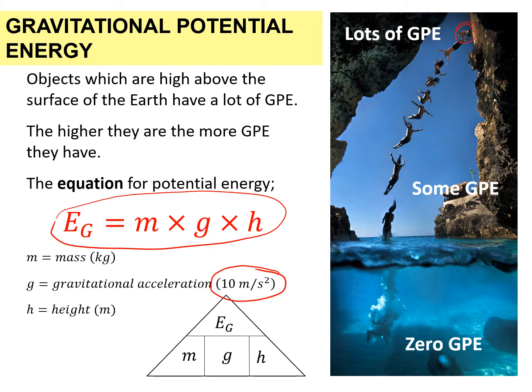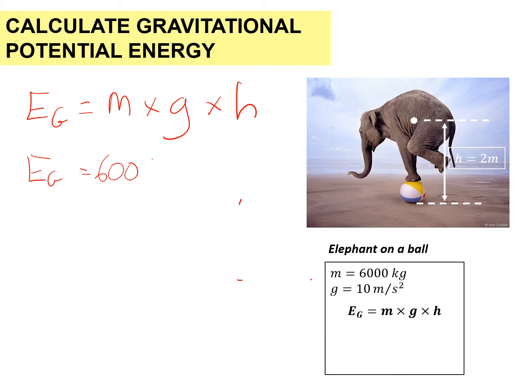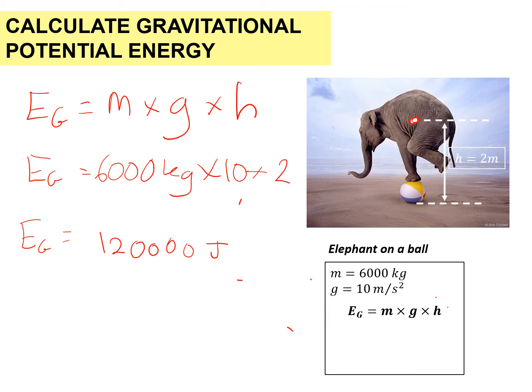Okay, so we're going to practice using that equation. Now here is a rather silly picture of an elephant on a beach ball. So let's work out the gravitational energy. So it's Eg equals m times g times h. We're told that the mass of the elephant is 6,000 kilograms. G is 10, and the height of the center of the elephant above the ground is 2 meters. So the gravitational potential energy, let's multiply that lot together, 6,000 times 10 times 2 is 120,000 joules. And again, I can convert that into kilojoules by dividing that by 1,000, so it's 120 kilojoules. Again, you will have to do something like that in the test.